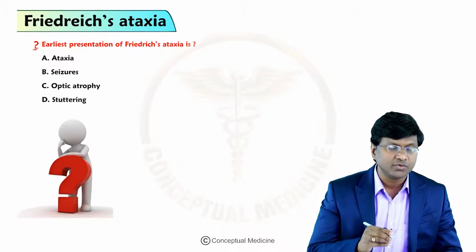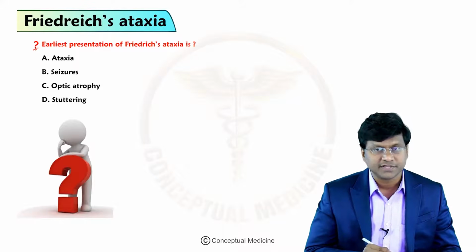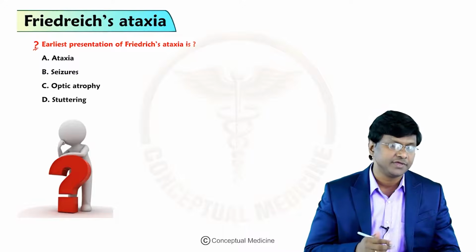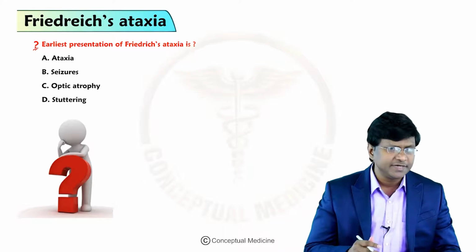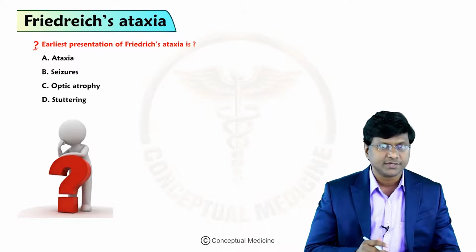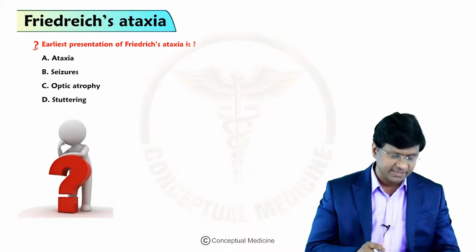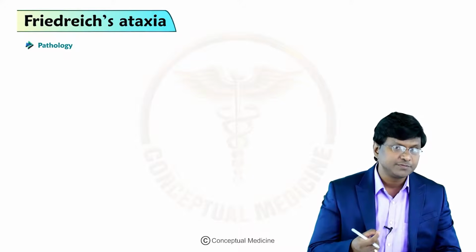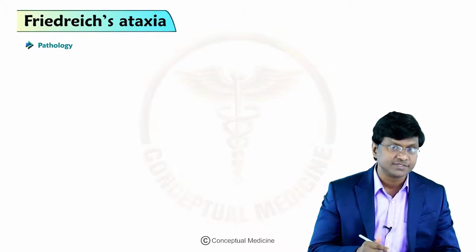So the question is, what is the earliest presentation of Friedreich's ataxia? Ataxia, seizures, optic atrophy, stuttering. Now let me discuss and then come back to this question again. So before discussing the clinical manifestations, you need to know the pathology. In the pathology, you need to know which particular part of the spinal cord is being affected first.